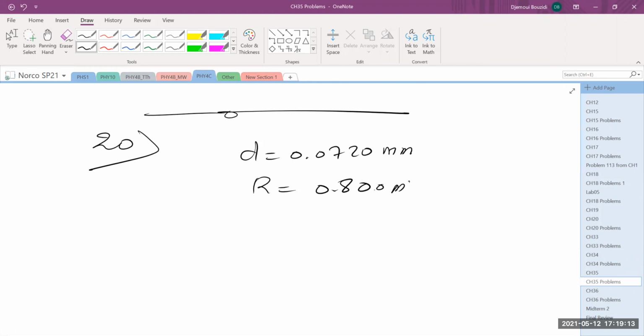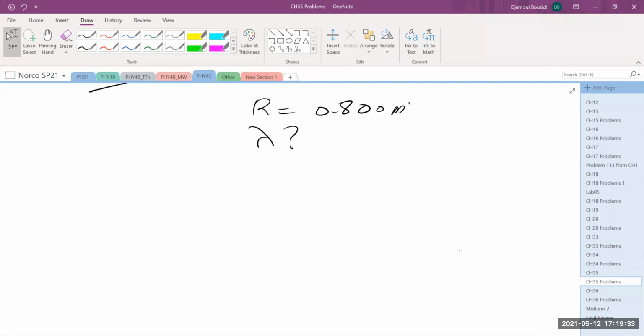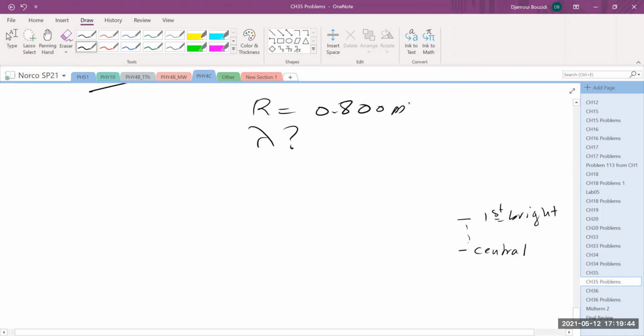Coherent light of wavelength lambda passes through the two slits. They didn't give us what lambda is. In the interference pattern on the screen, the distance from the center of the central maximum to the first maximum is 3 millimeters. Again, similar to one of the previous problems, they gave us a distance between the central bright fringe and the first bright fringe. This delta y is 3 millimeters. They made sure that it's 3.00 to make sure that you take 3 sig figs.